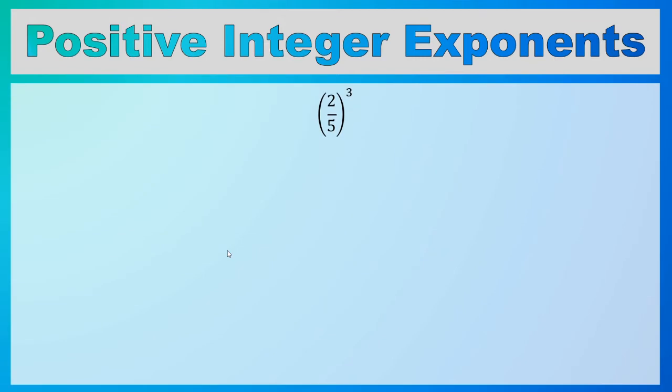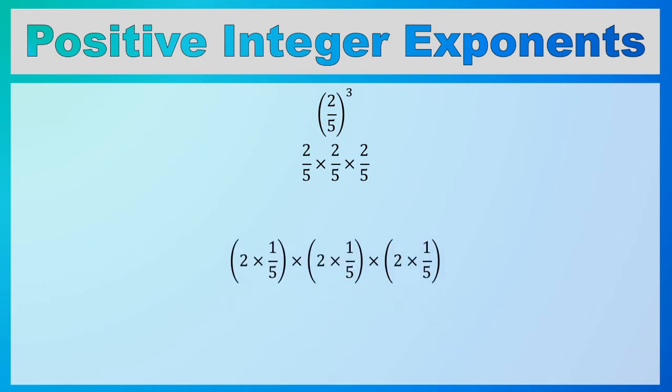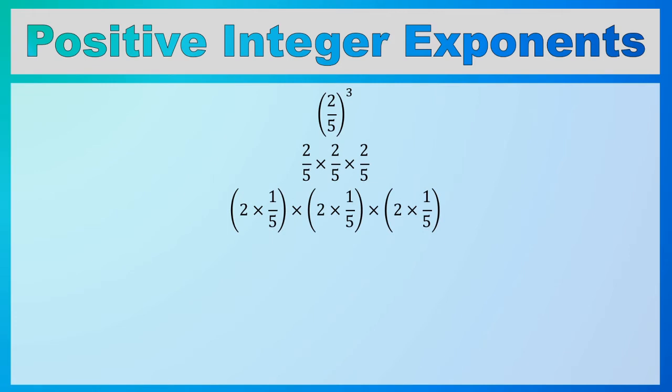For example, 2/5 and that cubed. Well, that would be 2/5 times 2/5 times 2/5 based on the definition of exponents, repeating multiplication. Now 2/5 is equal to 2 times 1/5. And now for multiplication, it does not matter which order you use. And now based on the definition of exponents, 2 times 2 times 2 is equal to 2 cubed.